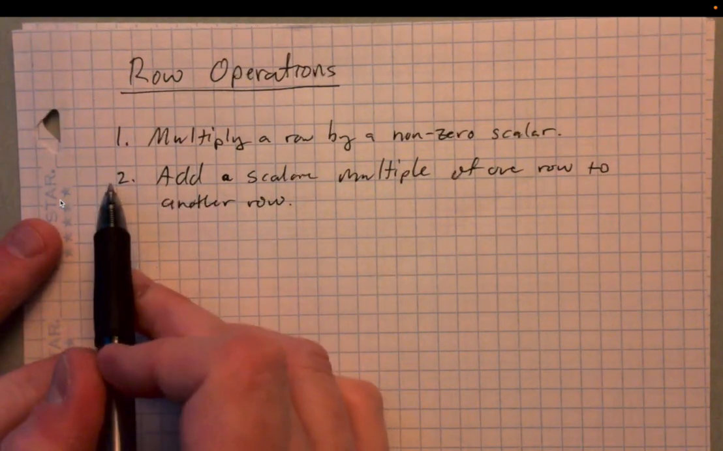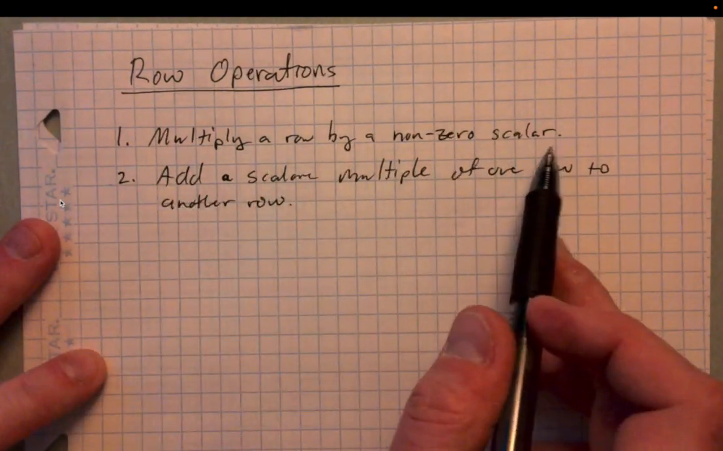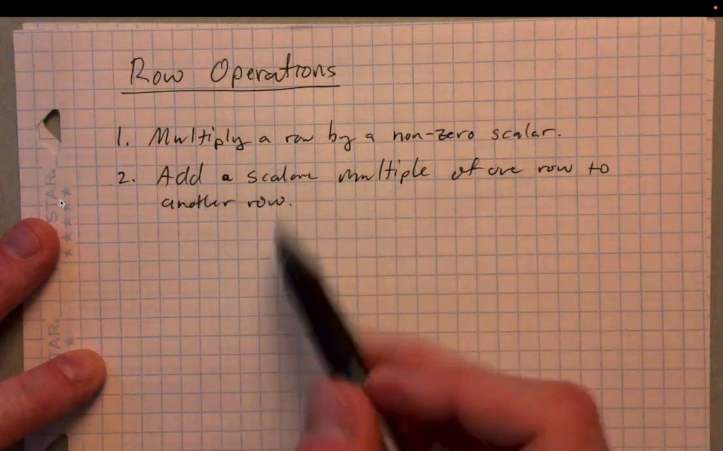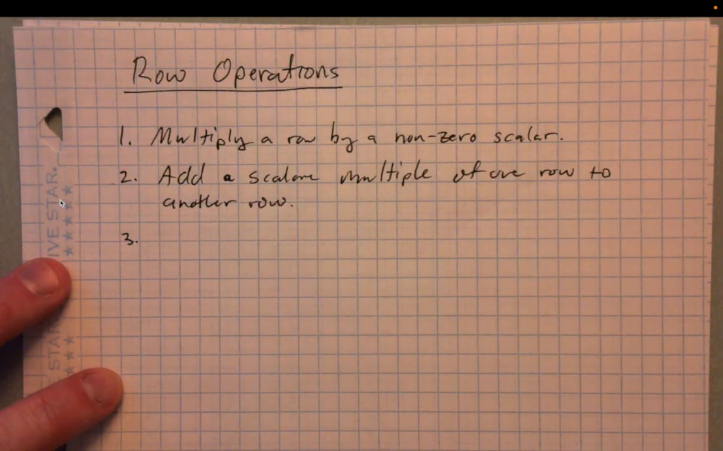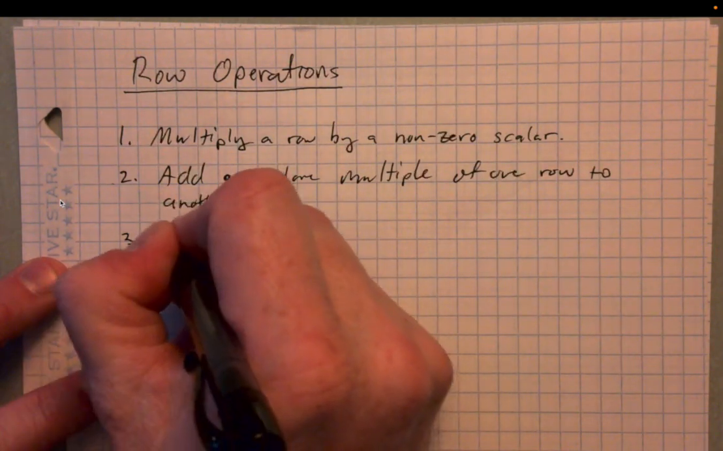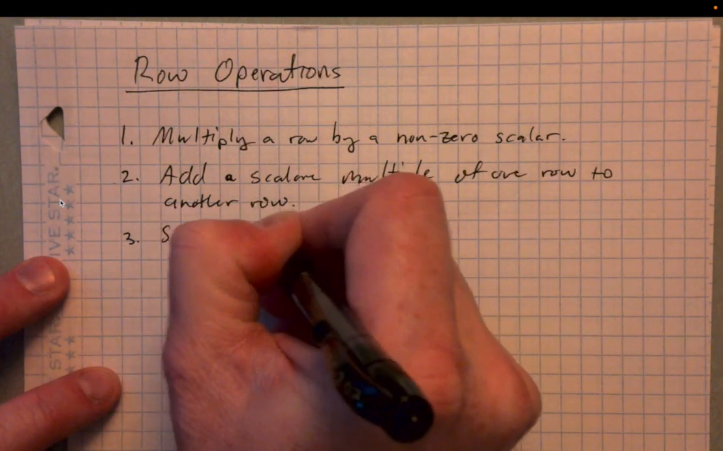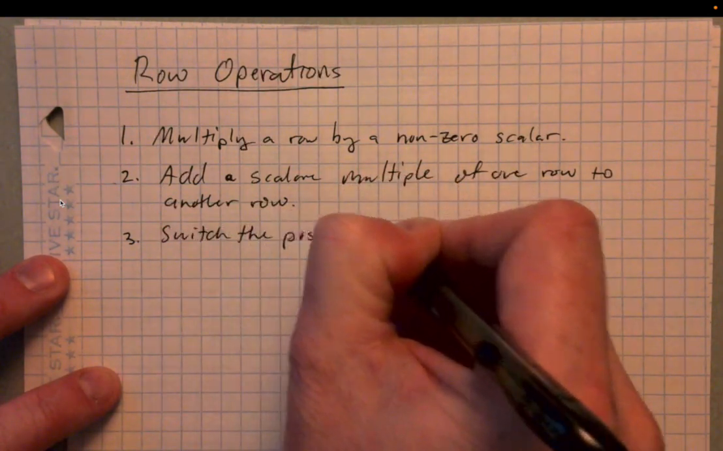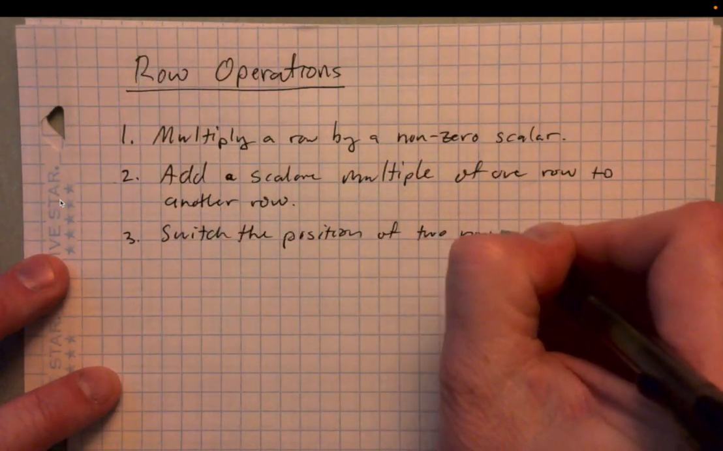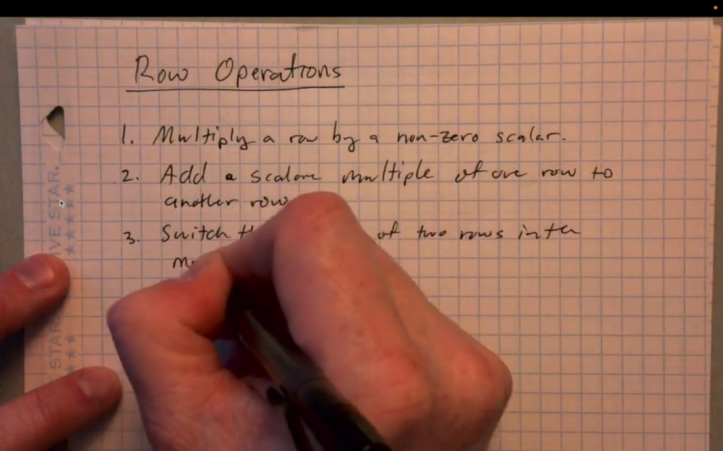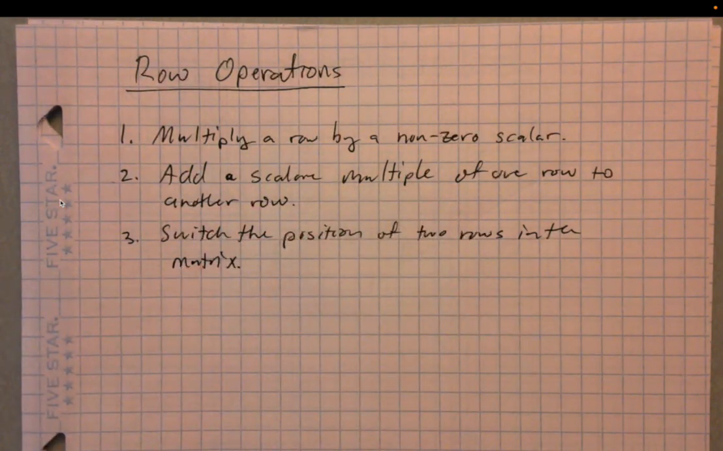The first one is very obviously easy. The second one is the most complex of the three. The third one is by far the easiest. You simply switch the position of two rows. I can switch the position of two rows in the matrix. Doesn't get much easier than that. You can literally just swap the rows out. All right, let's do an example.